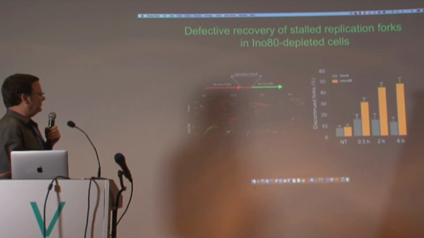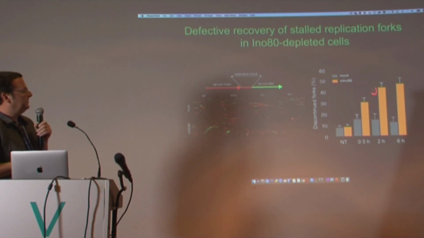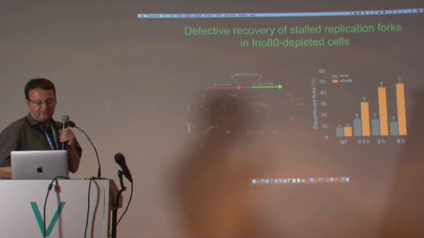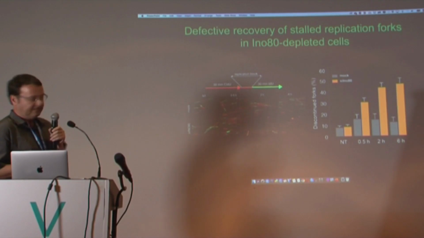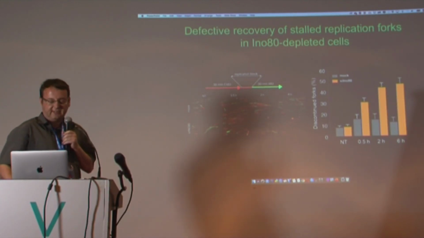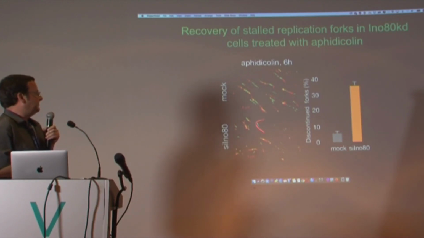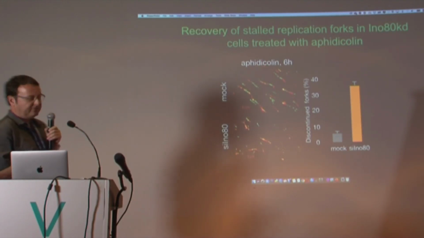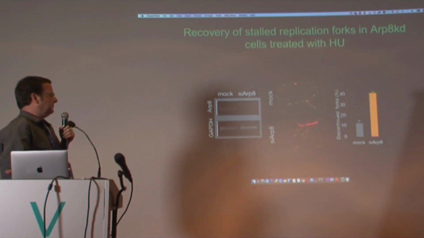So this is a quantification of the slide I showed you. And as you can see, INO80-depleted cells have increased numbers of discontinued forks, which is indicative of the forks being less stable there. Something similar happens when you use a different replication inhibitor and when you knock down another subunit of INO80.